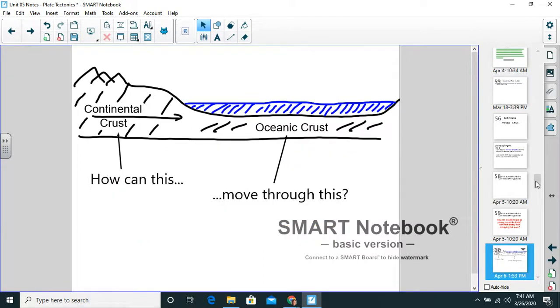So here's what I'm saying. If I have a continent, so here's my nice little Pictionary drawing. I have a continent over here, and here's the ocean, and of course there's something under the ocean. There's got to be some crust through here. So if this guy is wandering around, if continents are drifting, how does this move through this? It's already here. There's something already in this space. So that's a big problem.